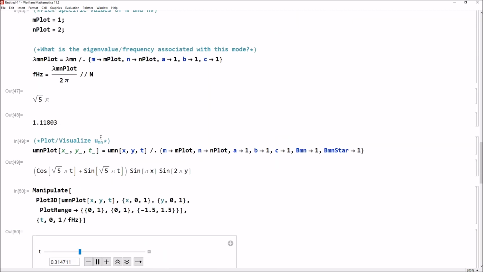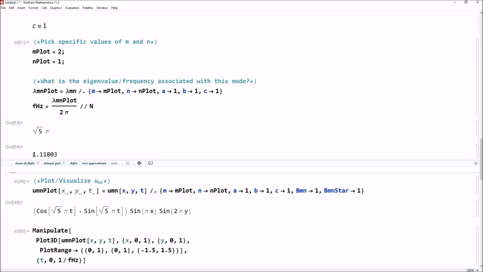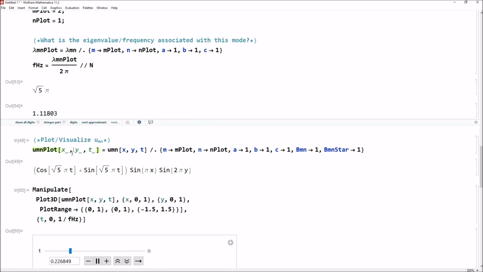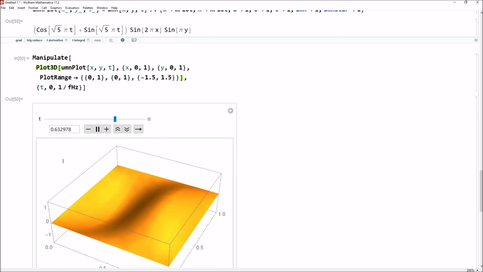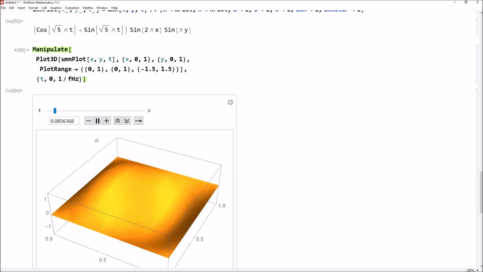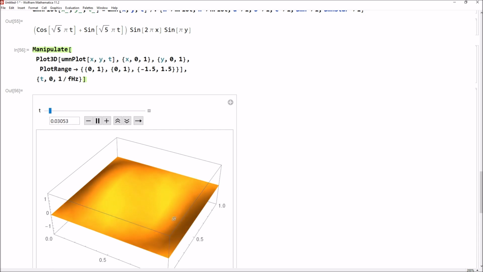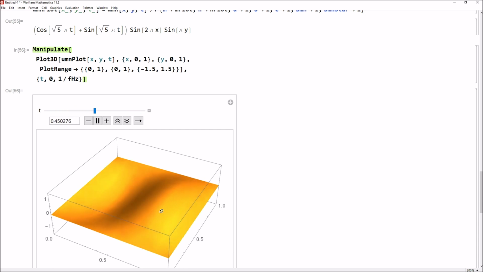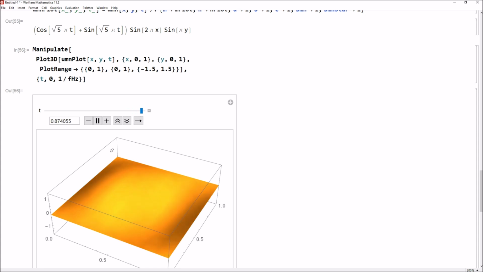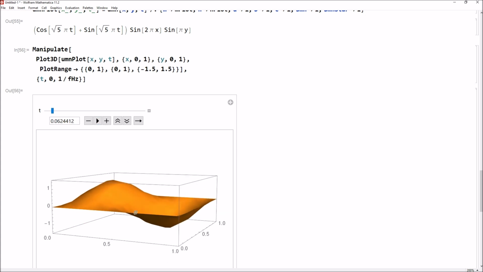So if I switch this, let's look at the 2, 1. If I change this, shift enter, I get the exact same frequency, so the eigenvalue is the same, but this mode is now flipped. You still get these two, but now they're 90 degrees from where they were earlier. So this is really interesting. You can get situations where you have the same eigenvalue for different eigenfunctions. This is actually kind of fun.